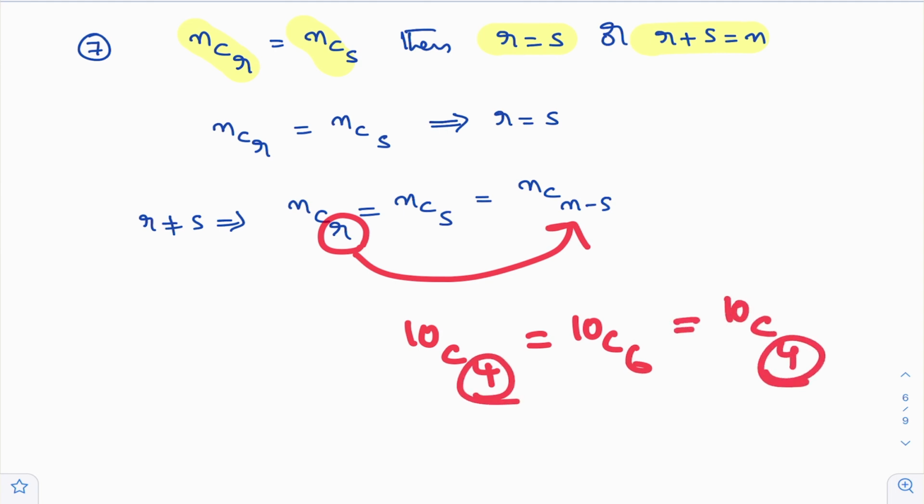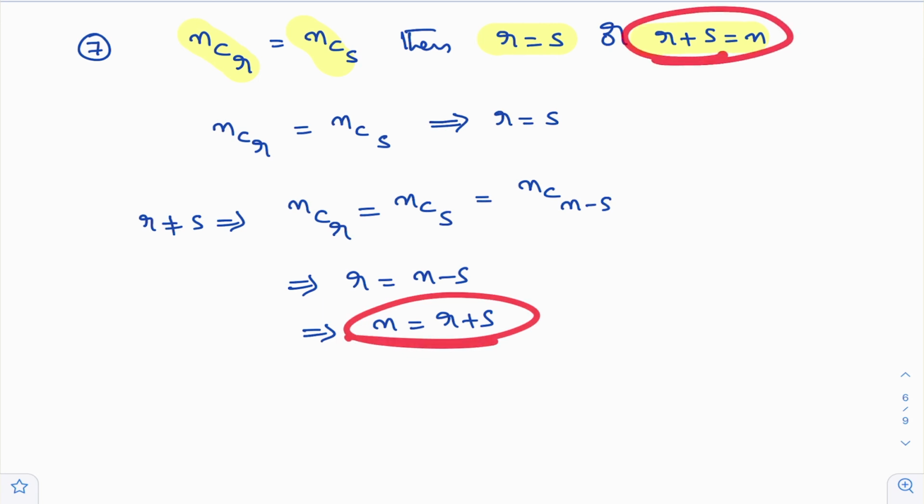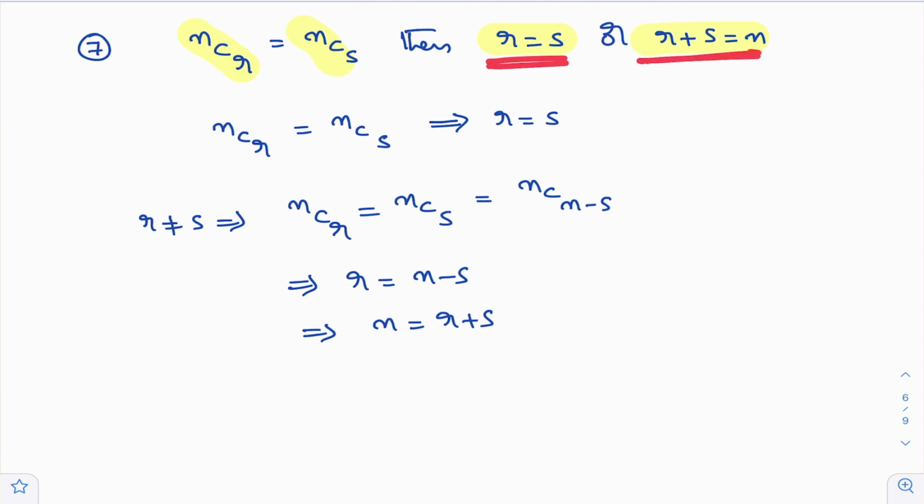Now you try to understand this please. It is a simple thing to understand. What you got here? If nCr equals nCs and r is not equal to s, then nCs can be written like this, nC(n minus s). Now from this you can write r equals n minus s. From this, what is n? n equals r plus s. That is what we have written: if nCr equals nCs, then r equals s or r plus s equals n.